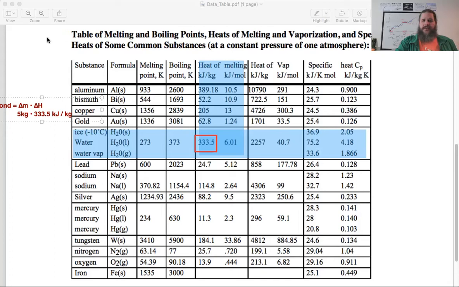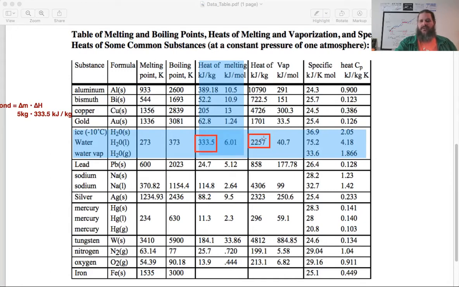Any questions on that so far? And over here in the next cell, it also lists another value in kilojoules per kilogram. When would you use that one instead? Or how would you decide which one of these to use? Why does it give these two very different values for heat of melting? Yeah, heat of melting is 333.5 kilojoules per kilogram. Heat of vaporization is 2,257 kilojoules per kilogram.